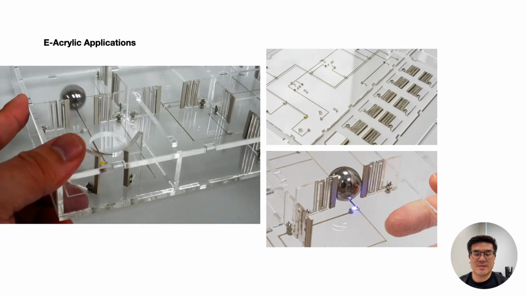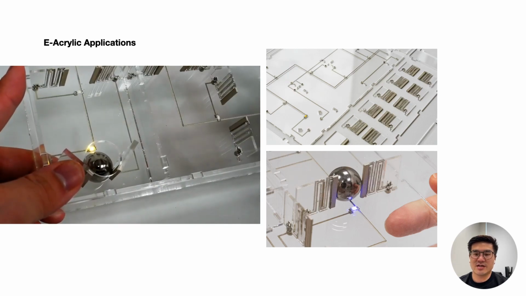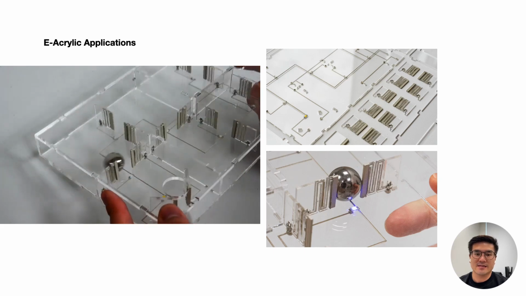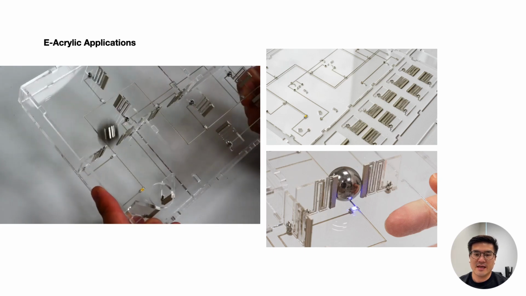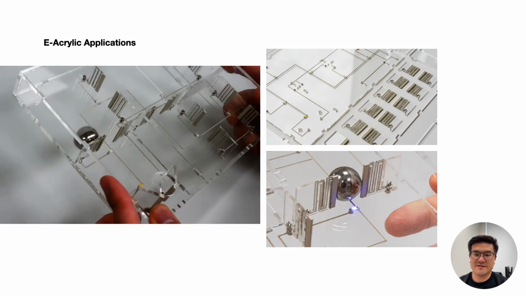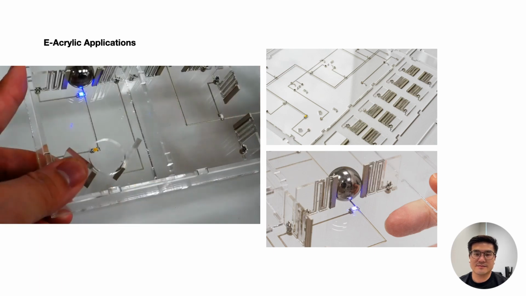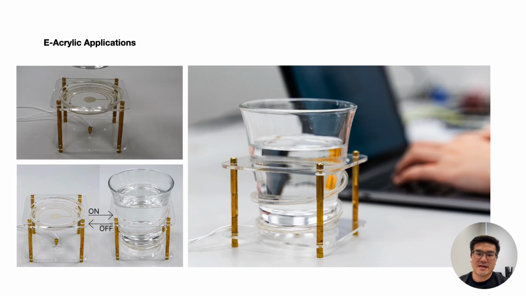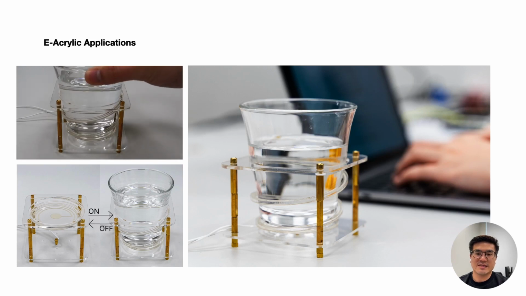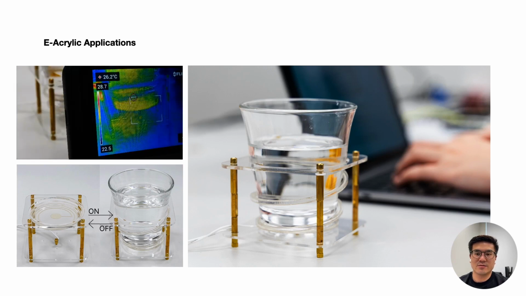In addition, in this application, we built a flexible acrylic structure to act as a gate, stopping the metal ball from moving. And on top of that, it also serves as an electronic switch to detect the metal ball and light up the LEDs. After that, the compliant structure with E-Acrylic motivated us to look into more possible interactions and applications.